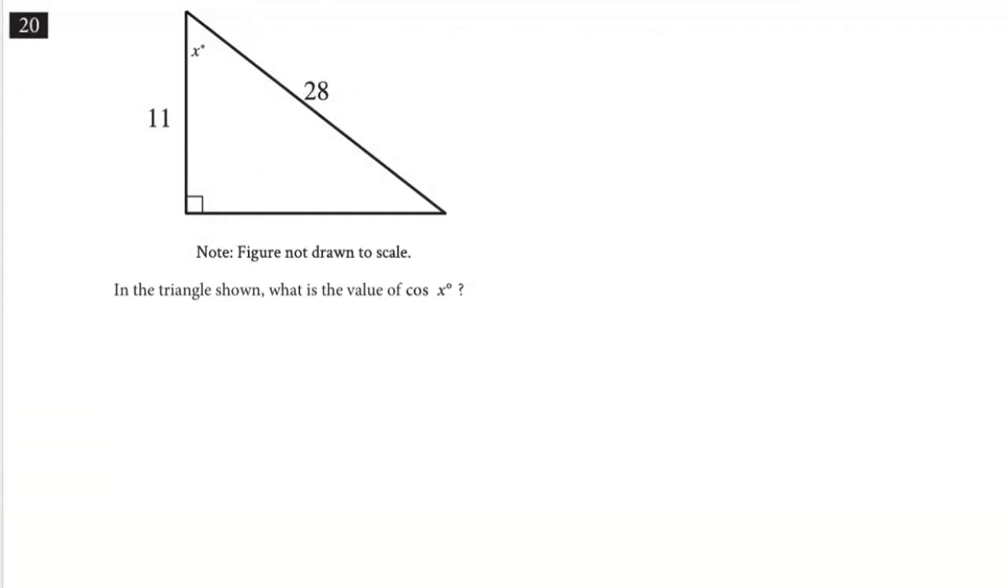Question 20 shows a right triangle. The hypotenuse is 28. The side adjacent to the angle x is 11. Figure not drawn to scale. In the triangle shown, what is the value of cosine x? So cosine of x is a ratio: adjacent divided by hypotenuse. This should be your answer.